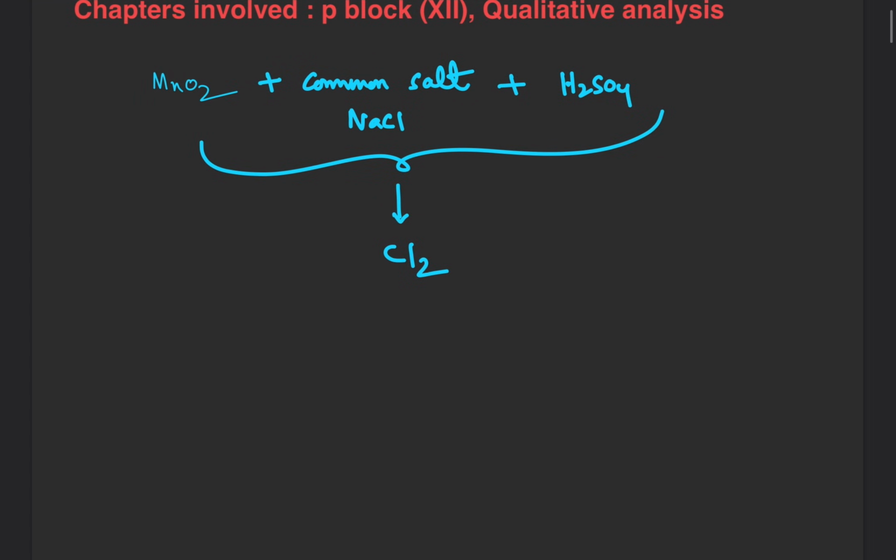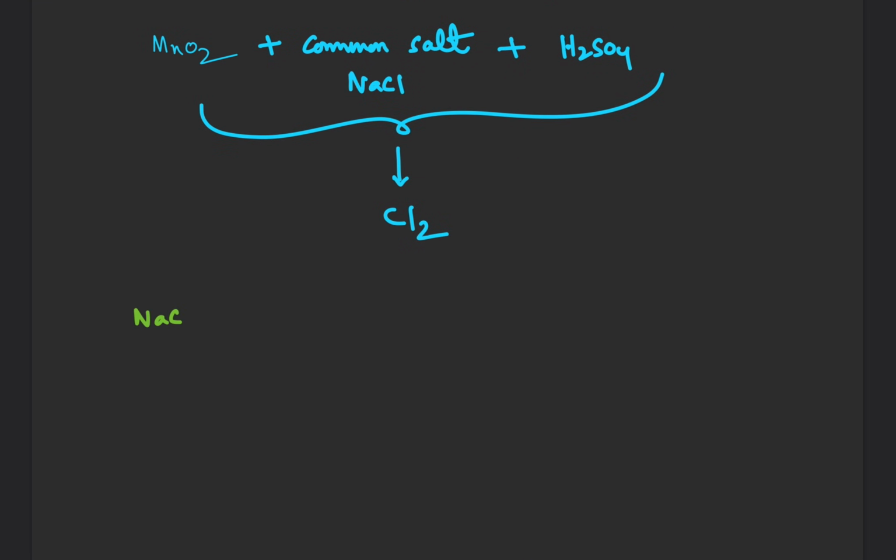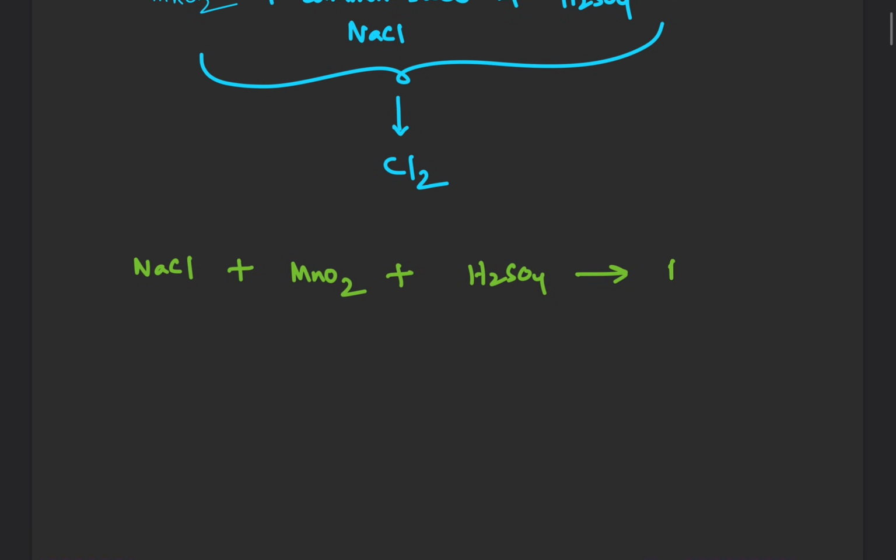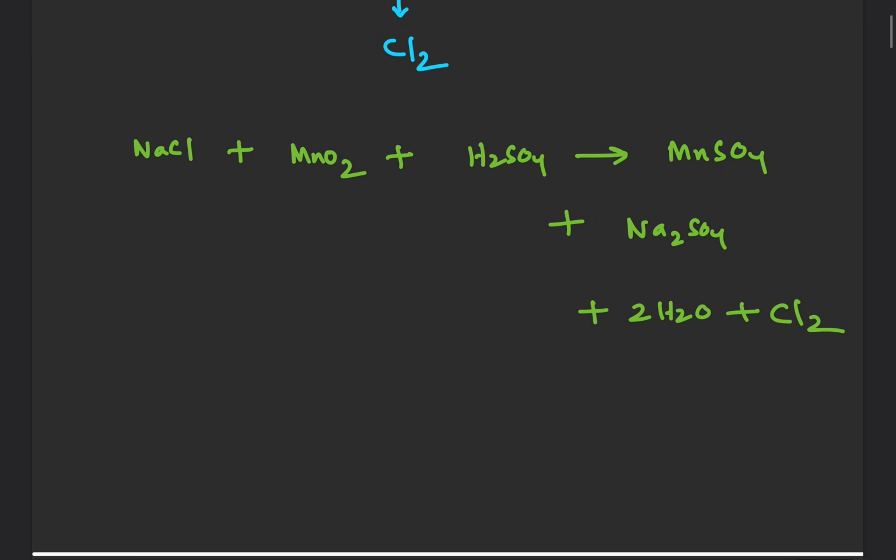So with respect to the reaction, I can write NaCl plus MnO2 plus H2SO4 will give me MnSO4 plus Na2SO4 plus 2H2O plus Cl2. Upon balancing, here we will have a 2, here we will also have a 2, here also. So this is the balanced reaction. This reaction is a method to prepare chlorine gas.